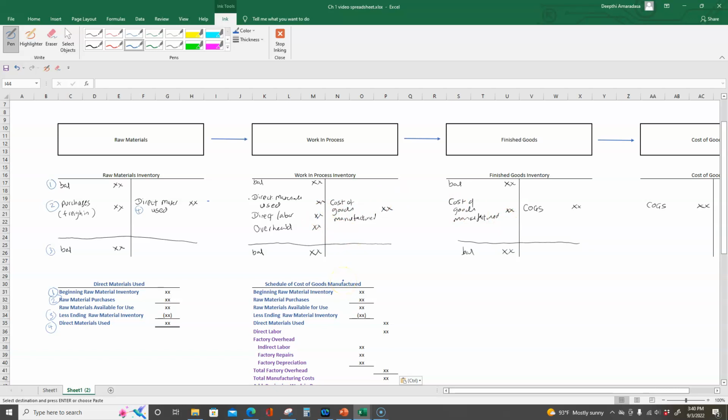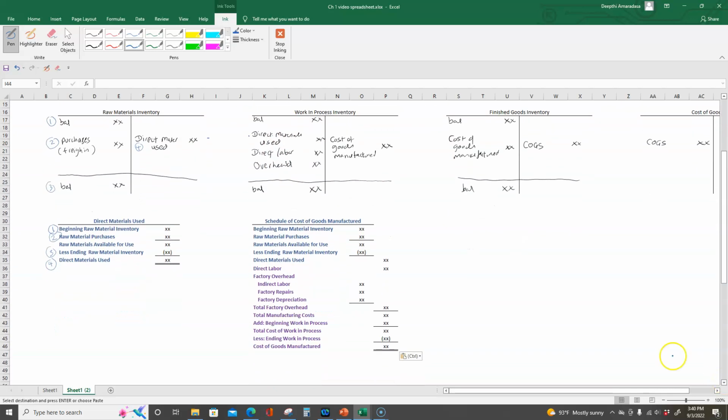When you're doing a schedule of cost of goods manufactured, it's basically just a schedule of everything in these three accounts put together. The schedule of cost of goods manufactured starts with the direct materials information because we need direct materials used to calculate cost of goods manufactured. So the first part of the schedule of cost of goods manufactured is simply this calculation moved to the top. So the top part of that calculation is how to calculate direct materials used.